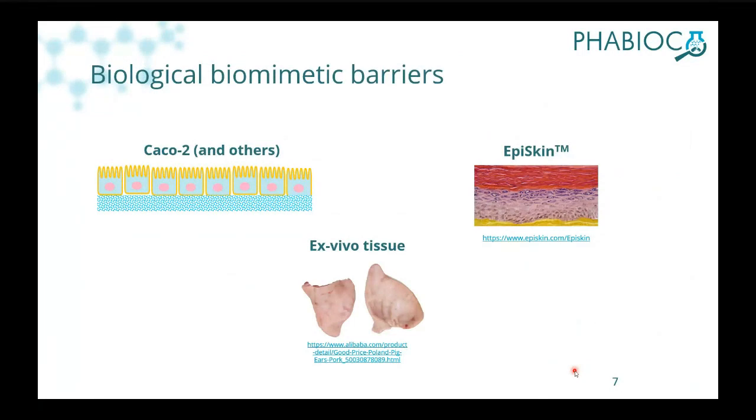The classical biomimetic barriers were based on biological materials. I think all of you are familiar with the Caco-2 model developed by Artursson in 96, where a monolayer of intestinal adenocarcinoma cells grows on a filter support, and they are used to study permeability of drugs and active ingredients. The EpiSkin is also a cellular model, but it resembles skin. And then we have the classical ex vivo tissues. For example, here you can see the ear of a pig that has been used widely and still is used for skin studies.